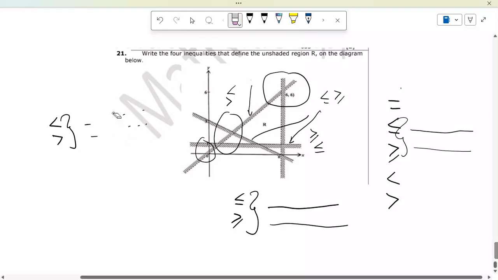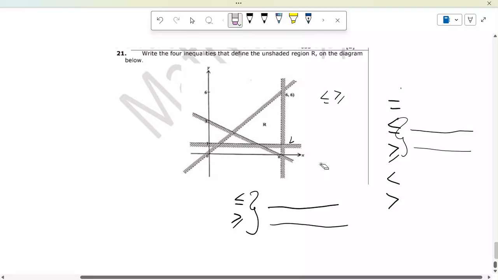Inequalities is just about representing lines on an x or y plane. So that's what we are going to look at today. We are told to find the inequalities which define this region R.